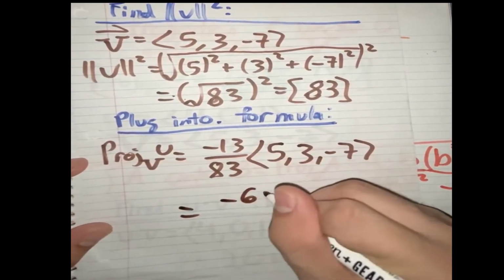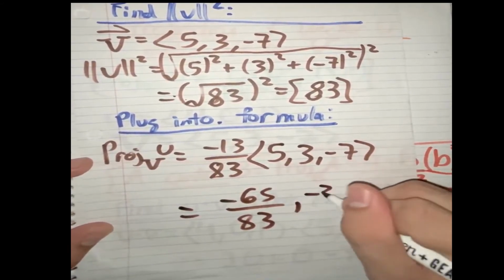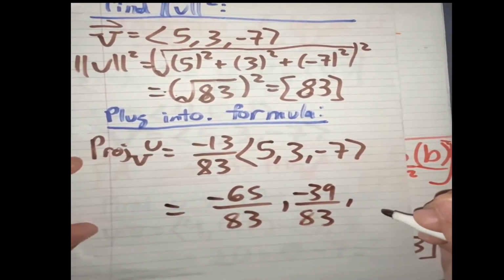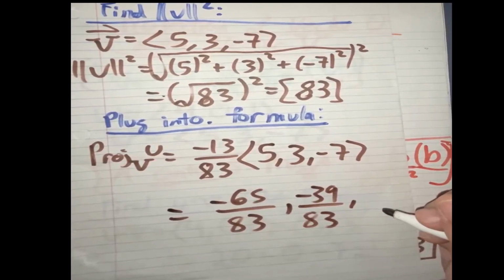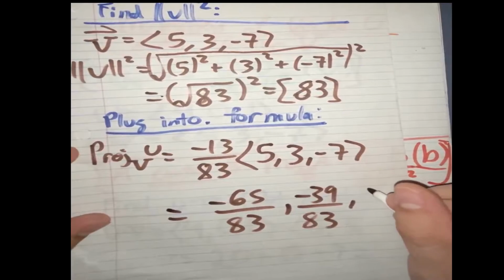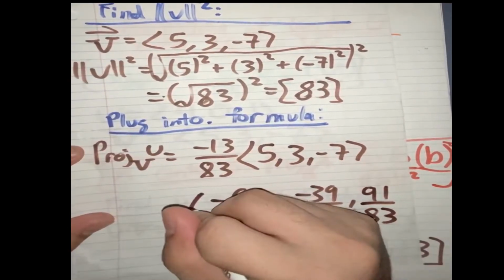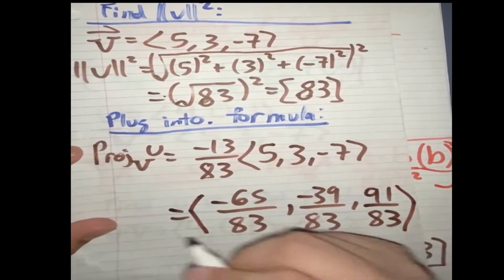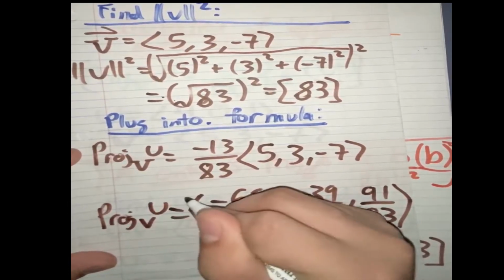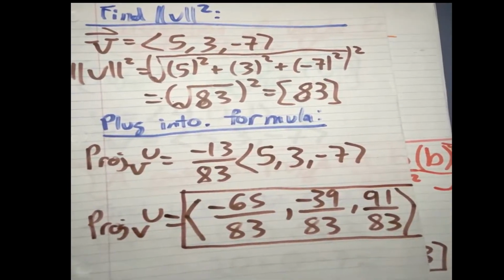13 times 5 is negative 65 divided by 83. Negative 39 divided by 83. And then 13 times 7. Ooh, okay. 65 plus 20 is 85, 91. 91 over 83. And this is equal to our projection of u onto v. This is a vector. Always get a vector, never a scalar.